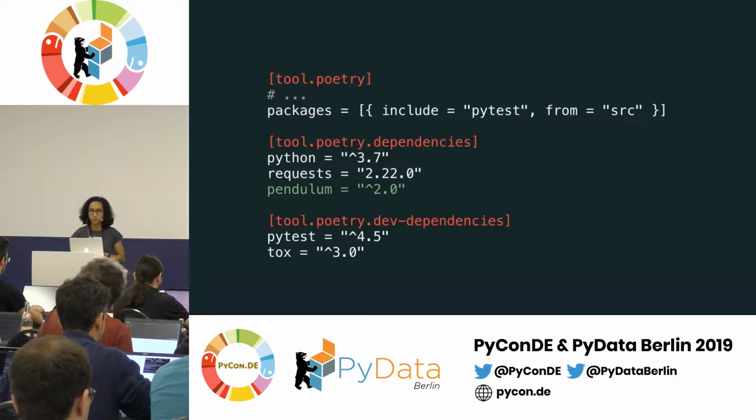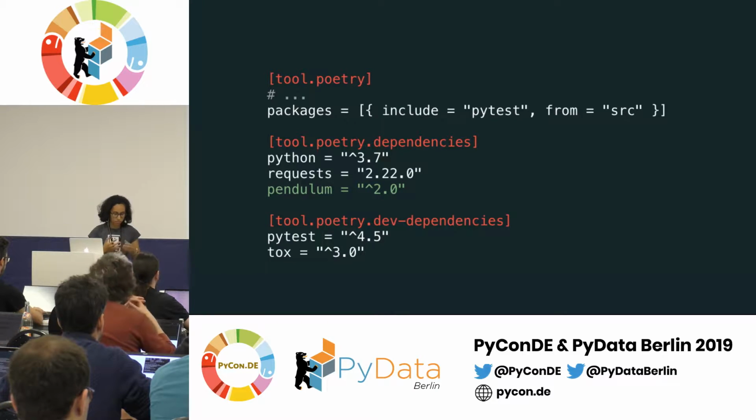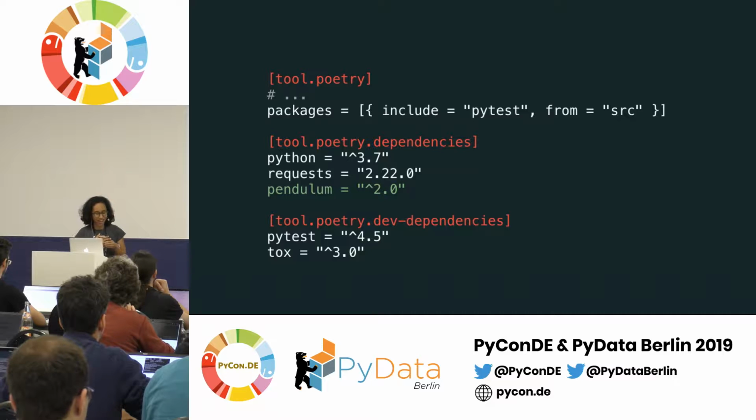That's also another thing I really like about poetry in comparison to pipenv, that now it just uses PyProject.toml. I think it's really hard to keep track of all of these different files, especially for a new developer joining the team.